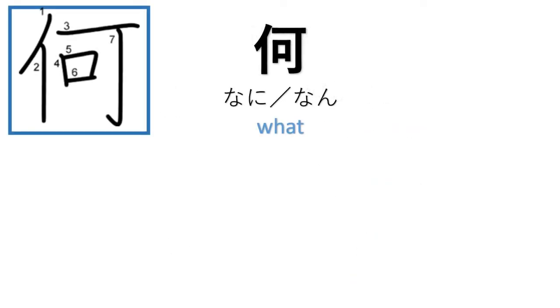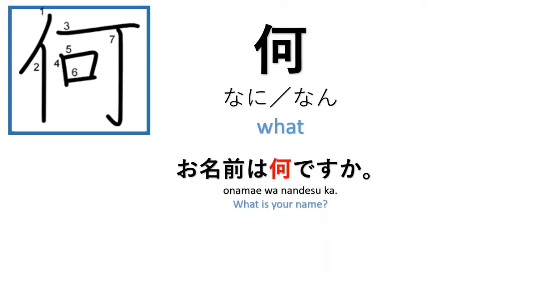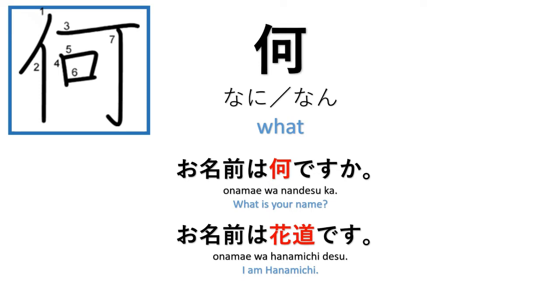Okay, back again with nani. We have onamae wa nan desu ka? When nani is followed by desu, instead of saying nani desu ka, we just say nan desu ka. Onamae wa nan desu ka? What is your name? A polite question. Hanamichi desu. Or onamae wa hanamichi desu. If you want to restate the sentence, onamae wa hanamichi desu or hanamichi desu. Both are of course good.